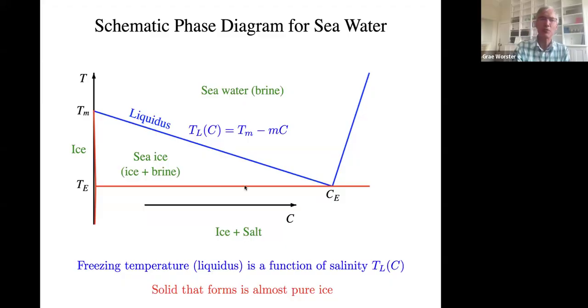So there are two things to take away from this diagram. First of all, the freezing temperature is a function of salinity. That freezing temperature is called the liquidus temperature, and I might use that word as we go through the talk. And the other fact is that the solid that we form, even though we're growing from salty water, the solid part of it is pure ice, has no salt in it at all.